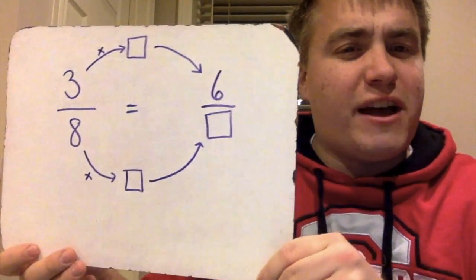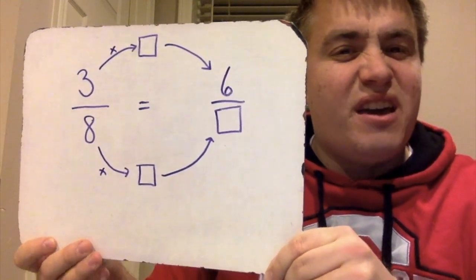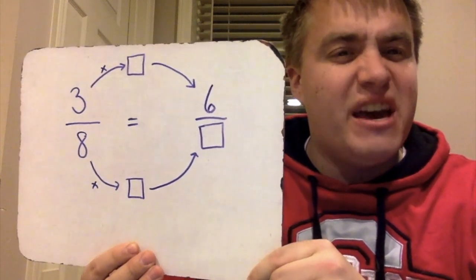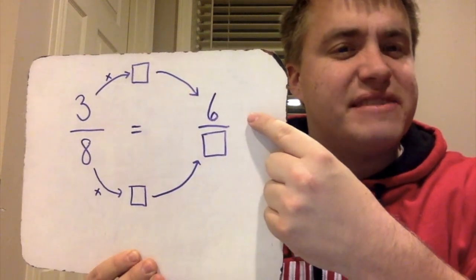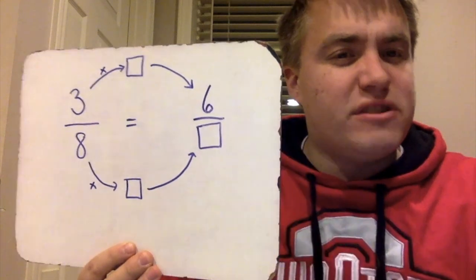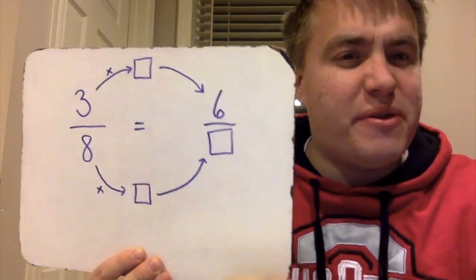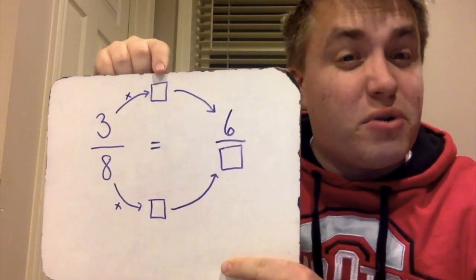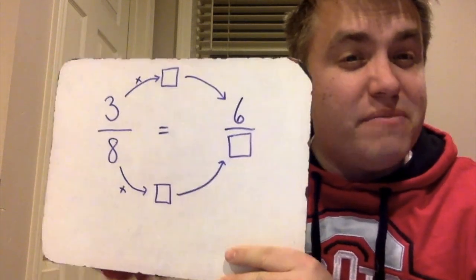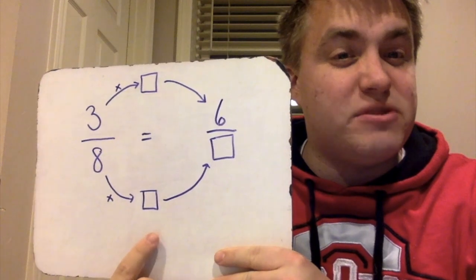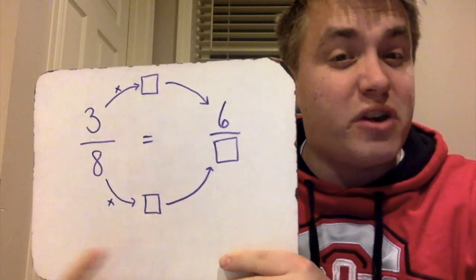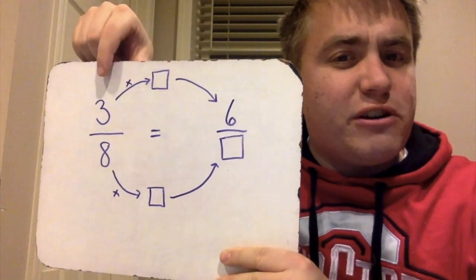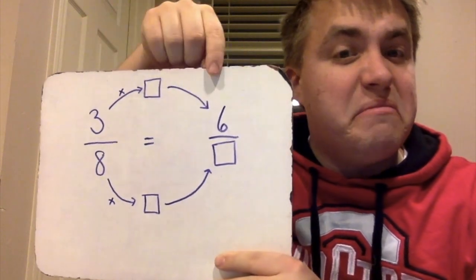If I have the fraction 3/8, and I'm trying to figure out what the fraction 3/8 is equivalent to if the numerator is 6, we're going to stick with that same method that we did with the last problem, where I need to find one specific number to multiply the numerator by, and that same specific number to multiply the denominator by. I already know what my numerator is for my second fraction, so I need to figure out a number that 3 times something equals 6.